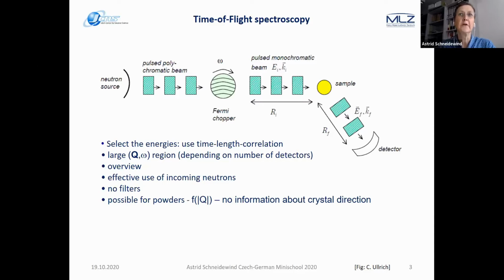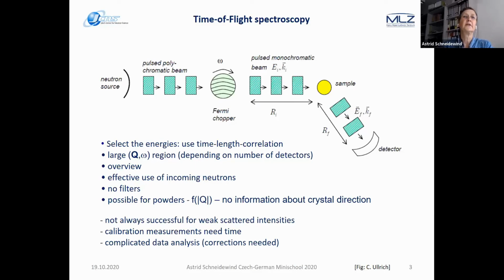So we can get an overview about the spectrum in the E omega dependence, which is quite nice efficiency of the neutrons produced by our source. In addition, we do not need any filters, so we have no attenuation on top. And this method is possible for powders, losing the dedicated information about the crystal direction. But nowadays, we also have quite advanced time-of-flight spectrometers for single crystals. There are a few disadvantages.